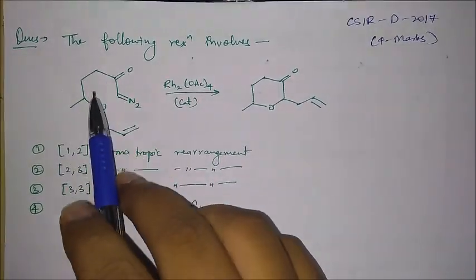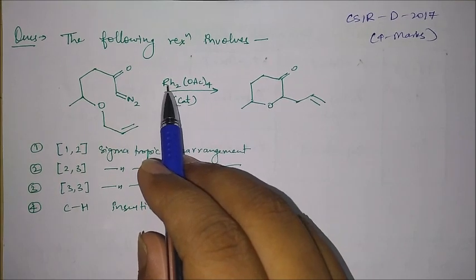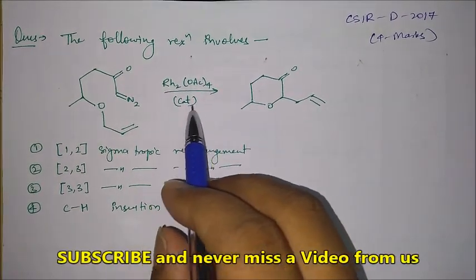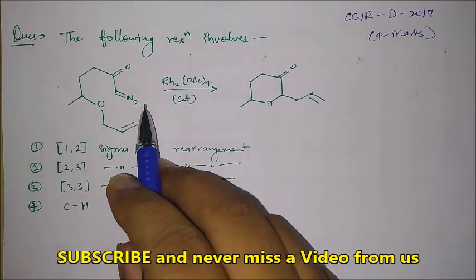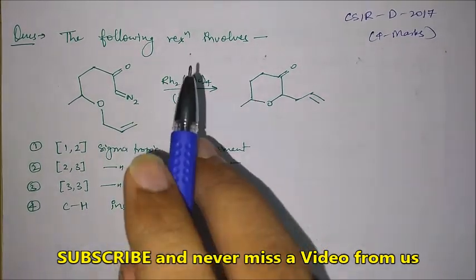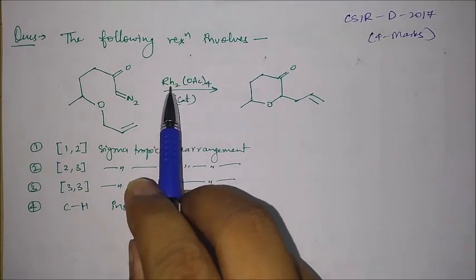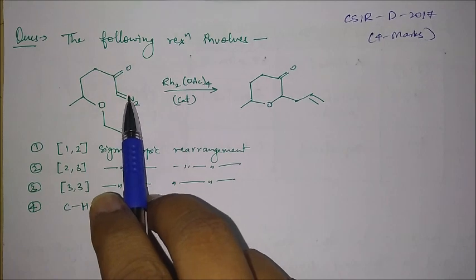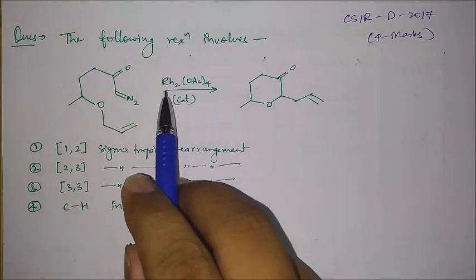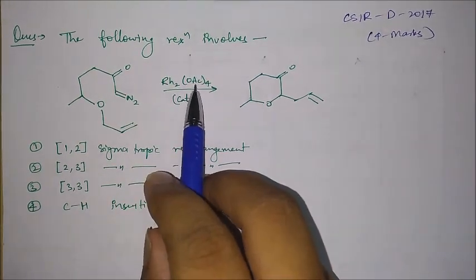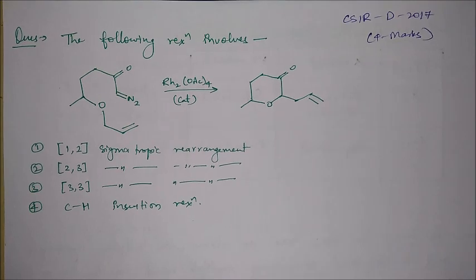So we have this question in which you have a compound like this, and it is undergoing reaction with Rh2(OAc)4, and it is acting as a catalyst. Now if you are following me on Unacademy, there I have solved questions on carbene chemistry, and I have discussed that this catalyst is used for formation of a carbene if you have a compound with a double bond and N2, then it will get converted into a carbene with this catalyst. So what will happen in this reaction, I'll just quickly solve it over here.